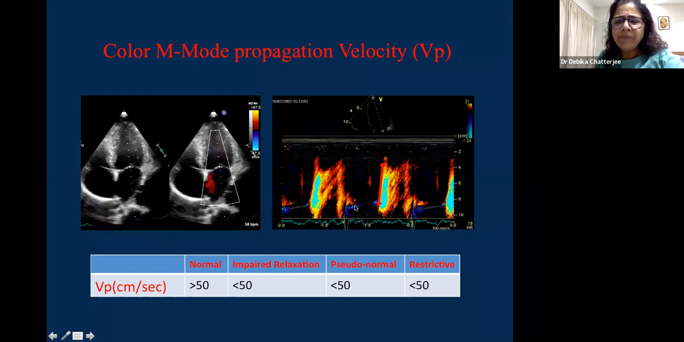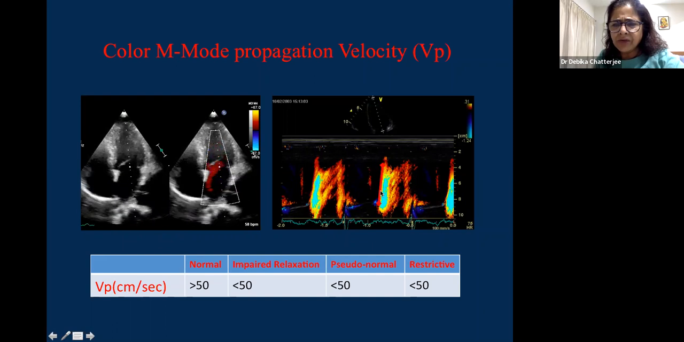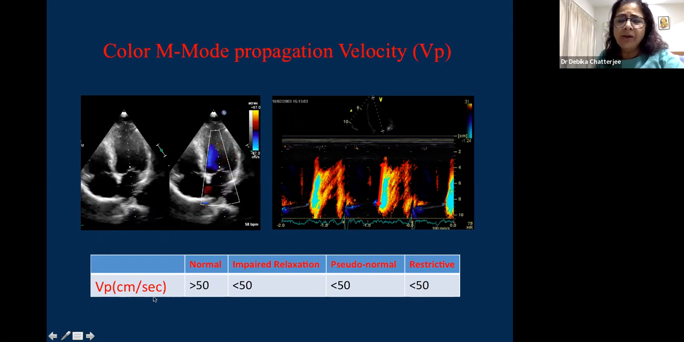And what we do, we place a point at the level of the mitral valve and follow this slope and go 4 centimeter inside the left ventricle. This is the left ventricle, where we are following the slope of the blood flow, and we measure this slope. And it is denoted as VP. Normally, it is more than 50 centimeter per second. It's a velocity, so it comes in centimeter per second. It's more than 50. But in all other 3 grades of diastolic dysfunction, it is below 50.